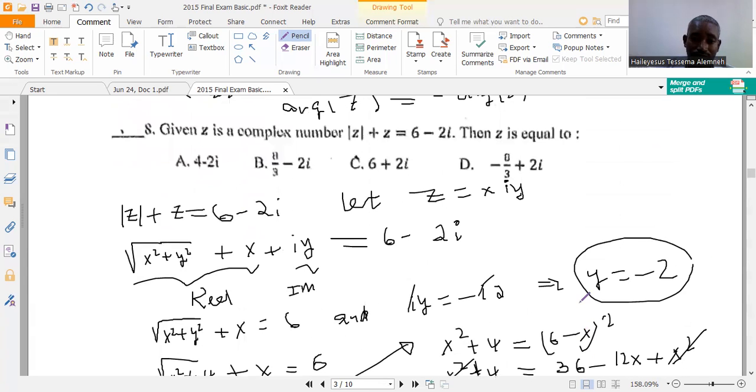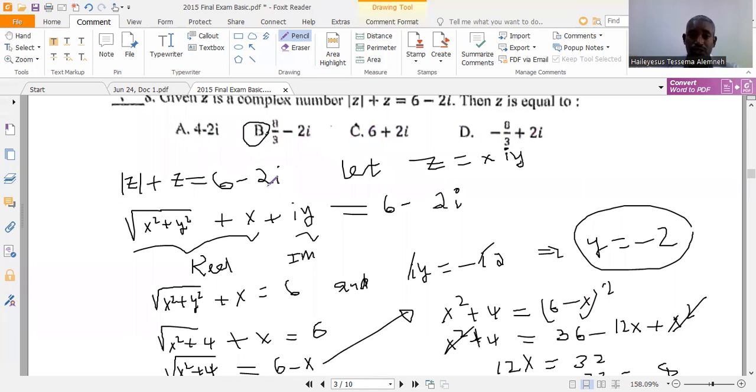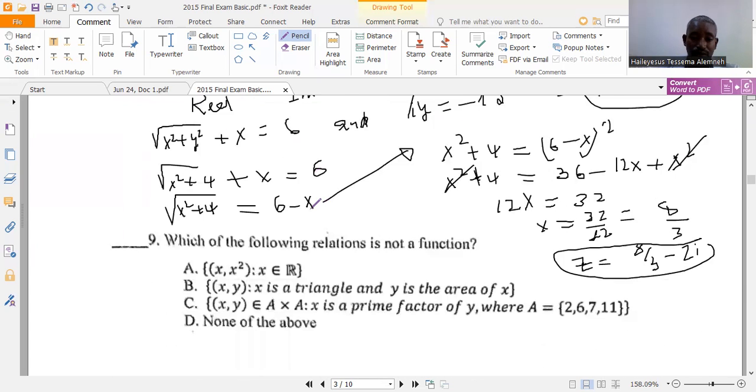Z is equal to 8 over 3 minus 2i, which is the exact solution. B is the correct solution.